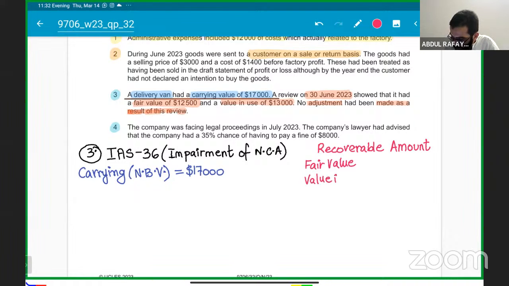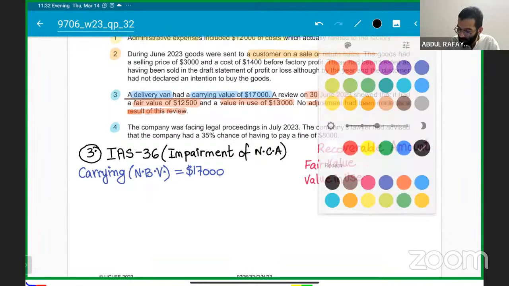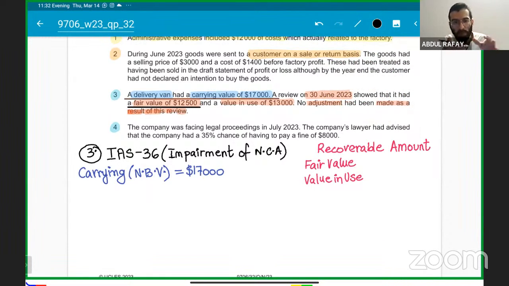Value in use: if you use it, put it to use for next year, it will give you a value of 13,000. Fair value is basically if you sell it now to the market. Let me explain the terms as well, although we have explained them clearly in IS 36. Fair value is basically, if we sell the delivery van in the market now, we are going to get $12,500. And what is value in use? Value in use is basically the net present value: what is its present value now, how much satisfaction can this delivery van give you, that the present value of it is 13,000.